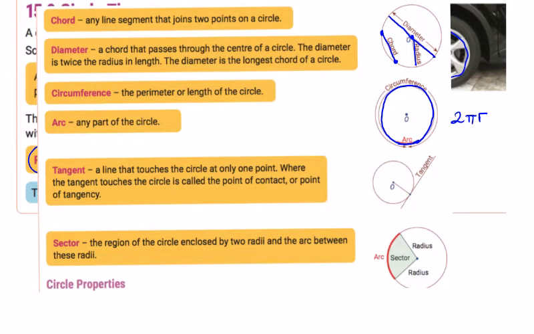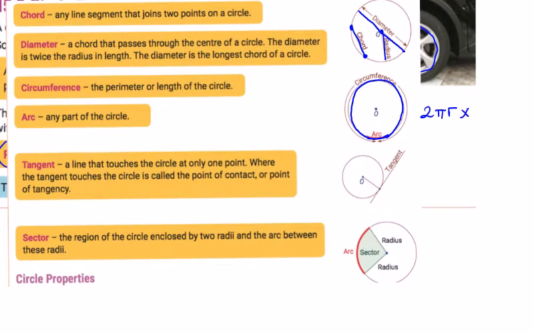But if we only want a portion of it, we'd multiply by whatever size the angle is. Sometimes they call it theta over 360. So if it was a quarter of a circle, 90 over 360 will give you a quarter, and so on. But we can do this with any size angle. It could be 27.1 degrees.